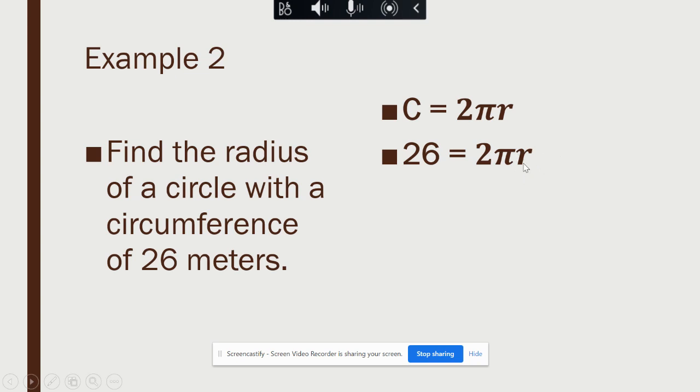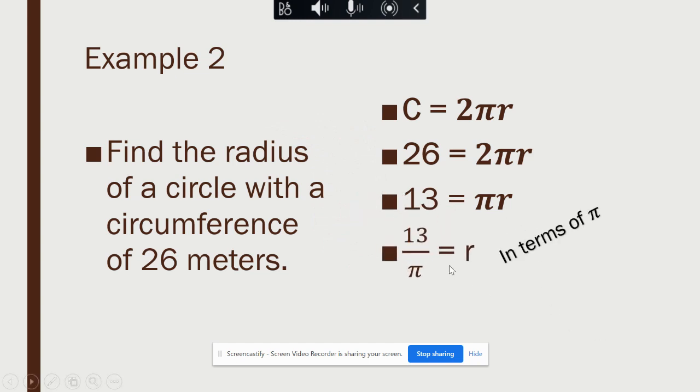We want to solve for r, so we're going to divide by 2 to get 13. And then we have to divide by pi to get r by itself. So in terms of pi, our answer would be 13 divided by pi, or plug it in your calculator, 13 divided by pi, or 13 divided by 3.14, and we get approximately 4.14 meters.